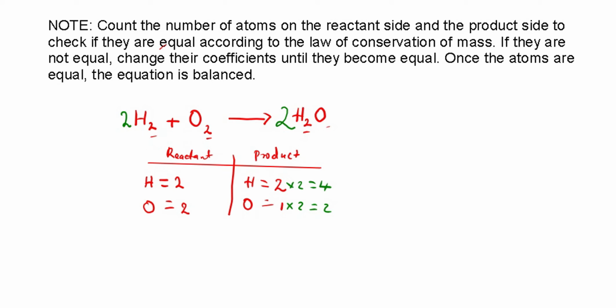That means hydrogen is balanced. You see here now that hydrogen is 4: 2 times 2 is 4 in the reactant side. In the product side, 2 times 2 is 4. So hydrogen is balanced. Now let's look at oxygen. Oxygen in the reactant side is 2. Then in the product side is 2. So this equation is balanced. I hope you are following.